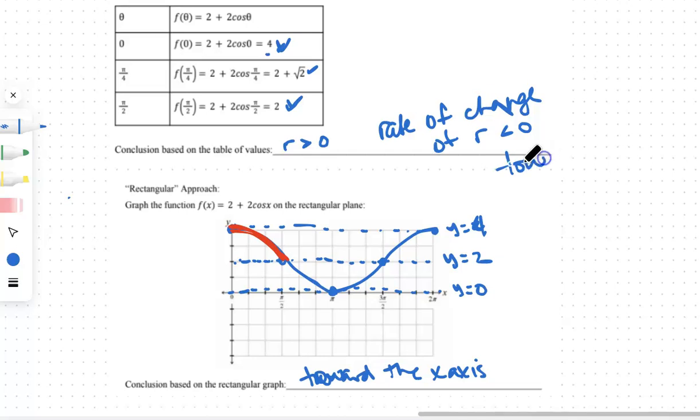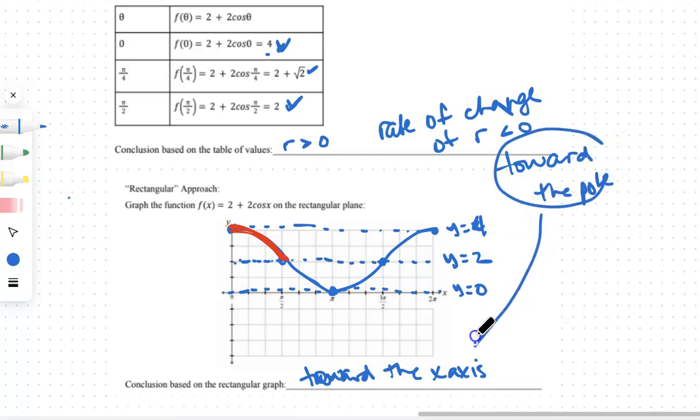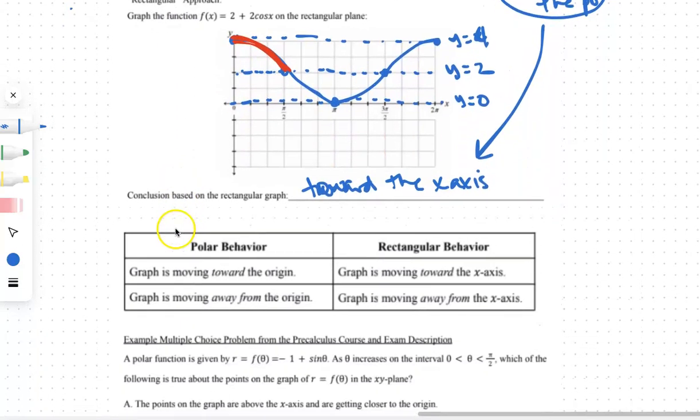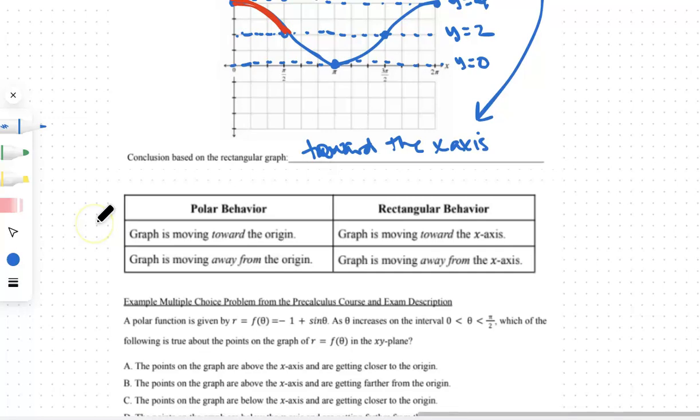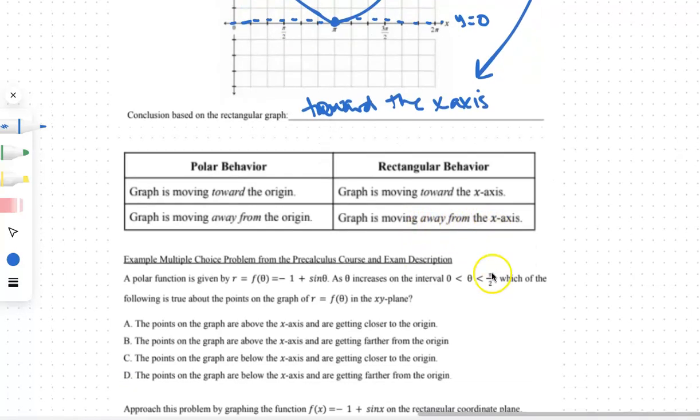Which is, by the way, the same conclusion up here. Because r was positive and the rate of change of r was negative, opposite signs, toward the pole. Same conclusion here. Toward the x-axis means toward the pole. So basically, in polar behavior, if the graph is moving toward the origin, that means the rectangular graph is moving toward the x-axis. If the graph in the polar grid is moving away from the origin, the graph in the rectangular grid is moving away from the x-axis.